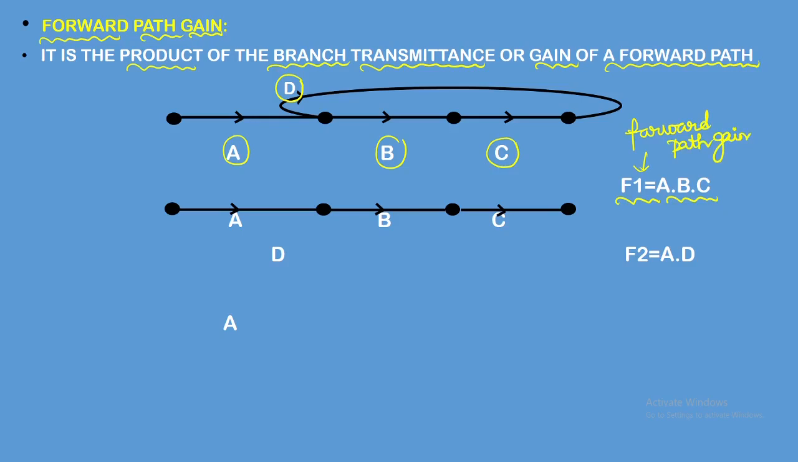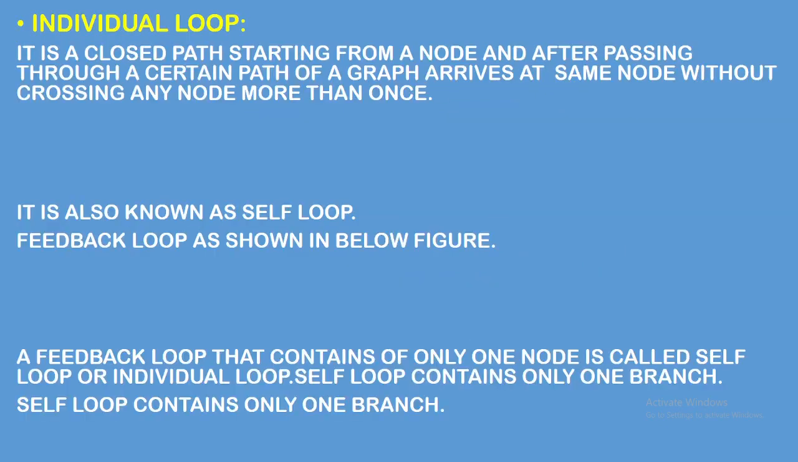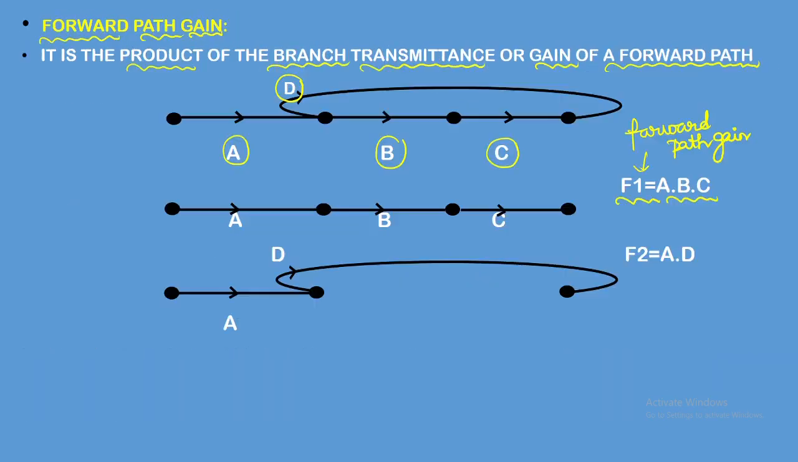And another forward path you can observe here. There will be another forward path here. What is that other forward path? It travels through A as well as through D only. So this is called the other forward path gain. So you have two forward paths here, so you have two forward path gains.